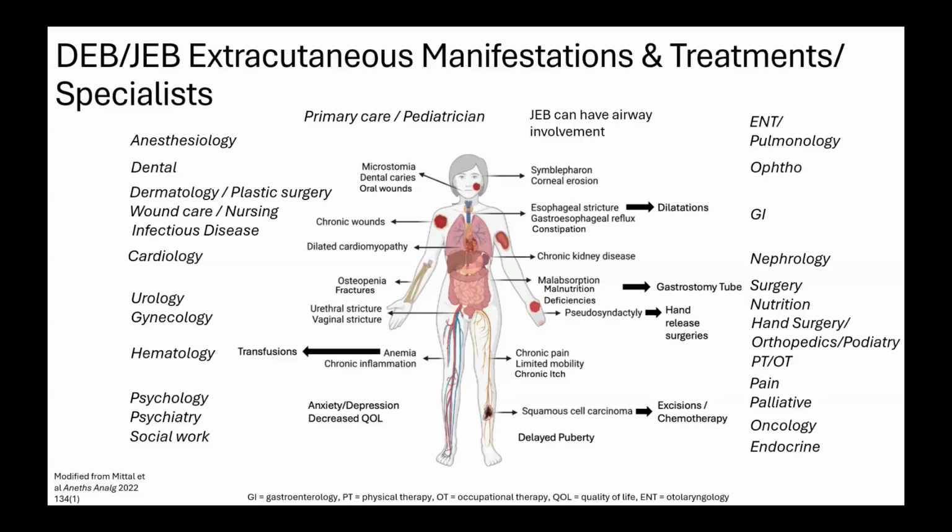Hand in hand with GI is nutrition, because patients often have malabsorption or just difficulty getting enough nutrition in between the oral erosions, the esophageal strictures, and then all their calories are going towards wound healing. And often we'll need to have a gastrostomy tube. I showed some photos of the pseudosyndactyly, so we work with our hand surgeons. We need our hematologists for treating anemia, as well as, very importantly, and not to be overlooked, mental health with our colleagues in psychology, psychiatry, and social work. But really, it does take a team approach to care for these complex patients.